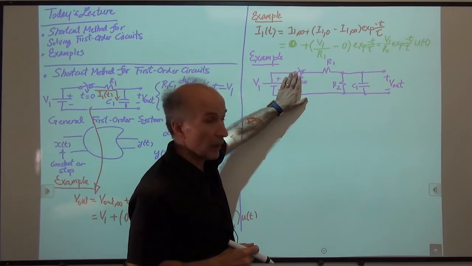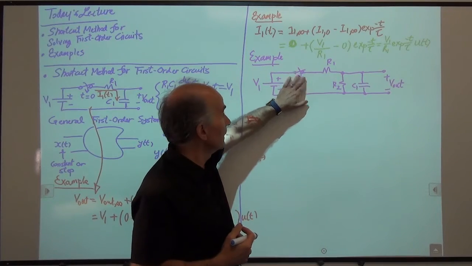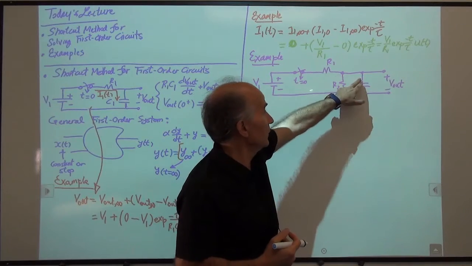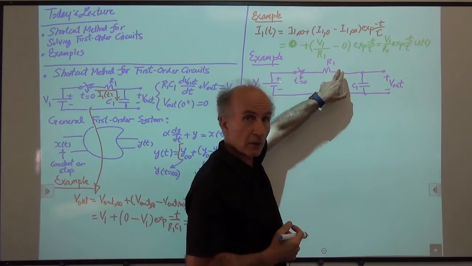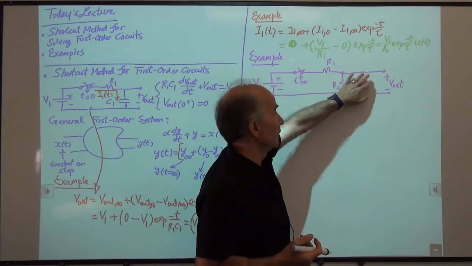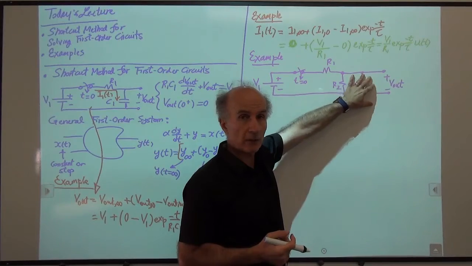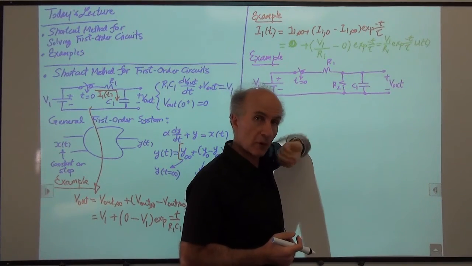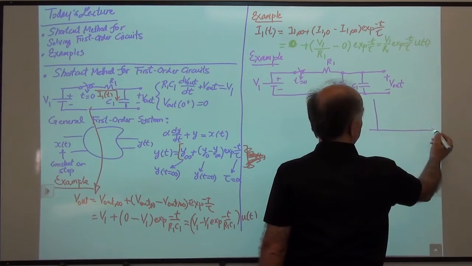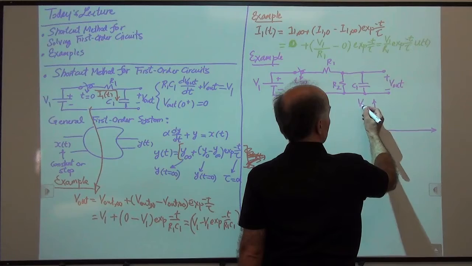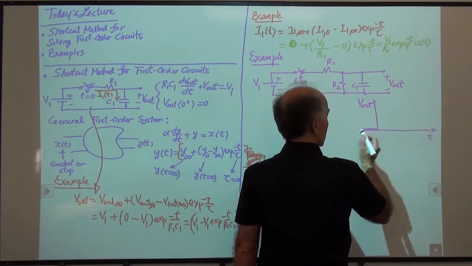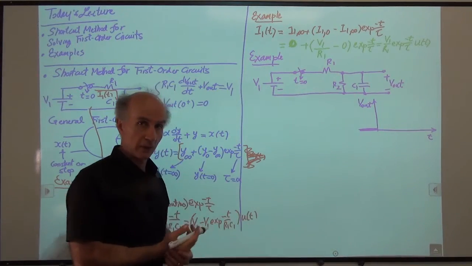At time 0 minus, before time 0, this switch is open, it's not conducting, there's no current here. This voltage is 0, so this current has to be 0, right? 0 over R2 gives us 0. So everything is 0, everything is dead. So V out is 0. No problem there. Let me try to sketch that here. Everything is 0 before time 0.